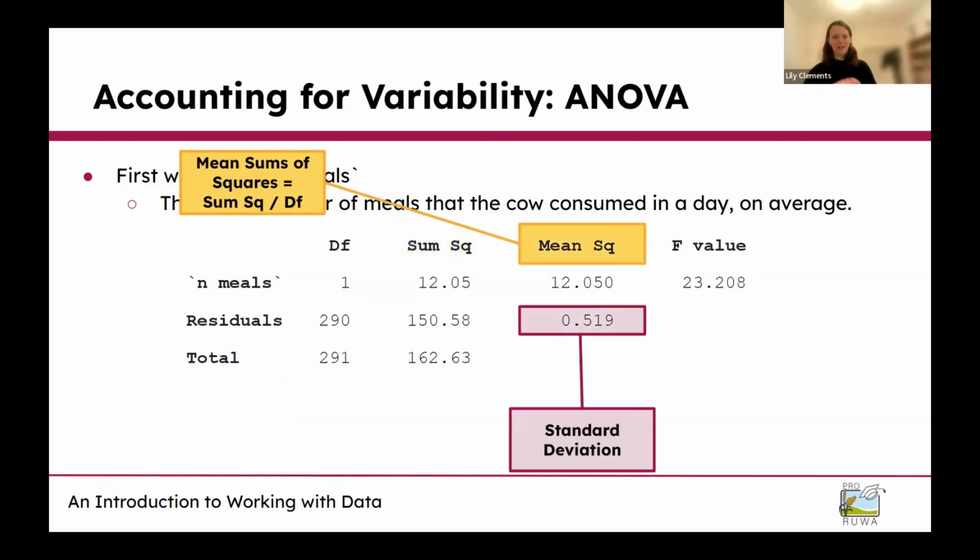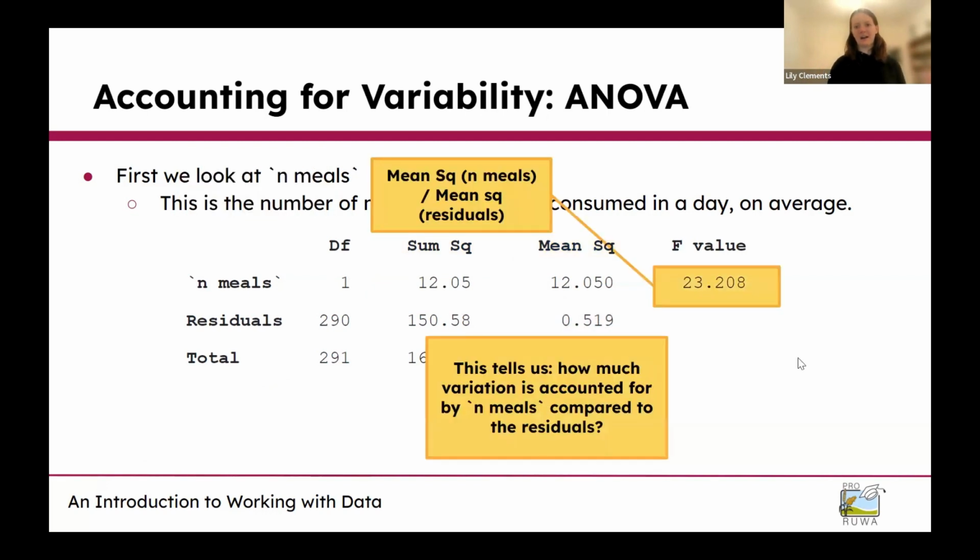But we then have our sums of squares. We have our mean sums of squares, which is our sums of squares divided by our degrees of freedom. So for each degree of freedom, what's the mean squares? And then our F value, which is our mean squares for the number of meals, this 12.050, divided by our mean squared error, our 0.519, and our F value is 23.208. Now, this F value is very important here. This tells us how much variation is accounted for by N meals compared to the residuals.